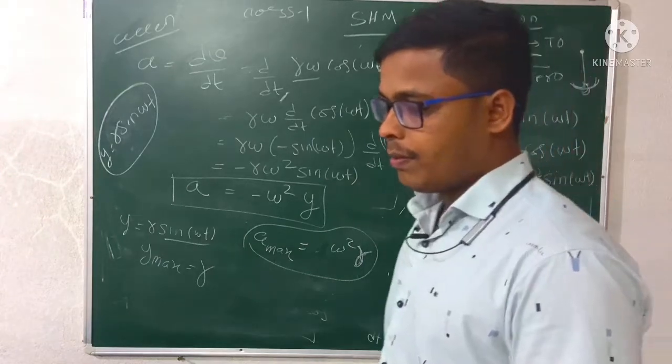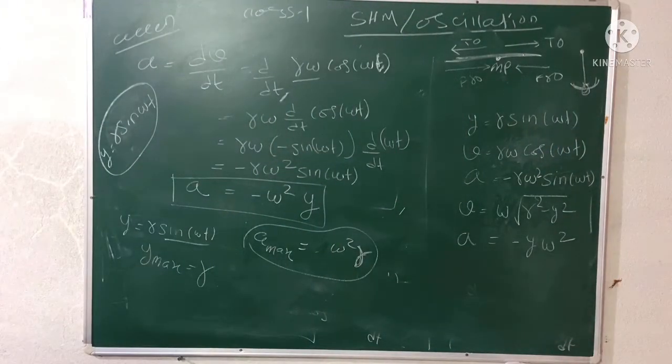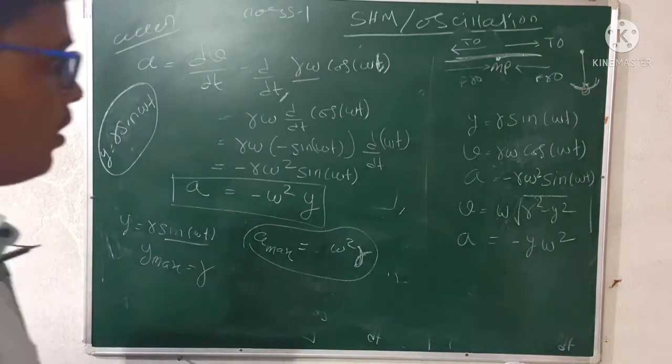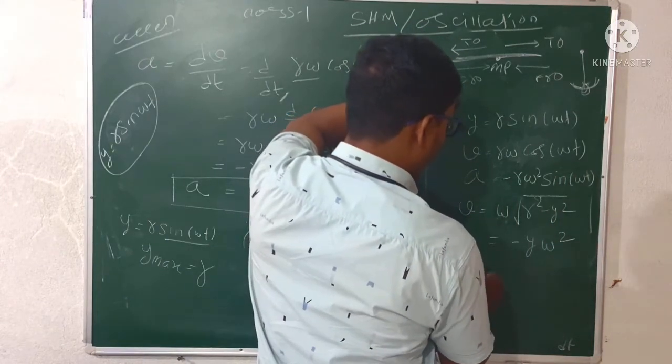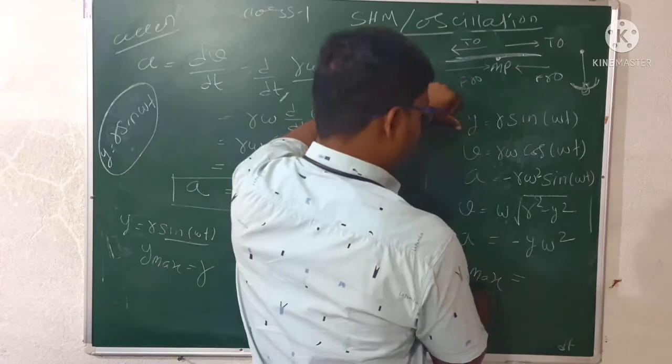Okay, so these are the things we have studied, and there are some maximum values also which we have seen in various cases. So v equals omega into the square root of r square minus y square. What is the maximum value of v, and what is the minimum value of v? That we will discuss. Remember, this is r omega cosine omega t. So what is the maximum value of velocity, v maximum?